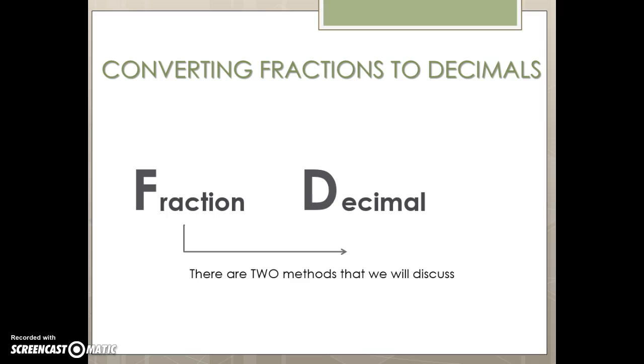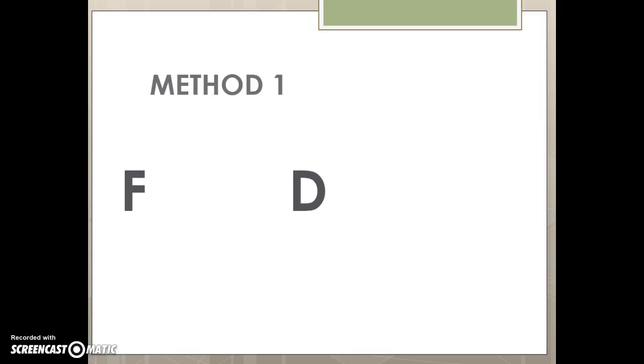So you've done some of this already. You know some of these quick ones that you've already memorized, what they are as decimals. Well, there's going to be a lot of fractions that you don't have memorized, and we're going to show you today how to make them into decimals. So the first one that we're going to talk about is method 1. There's two methods, and we're going to start with the first one.